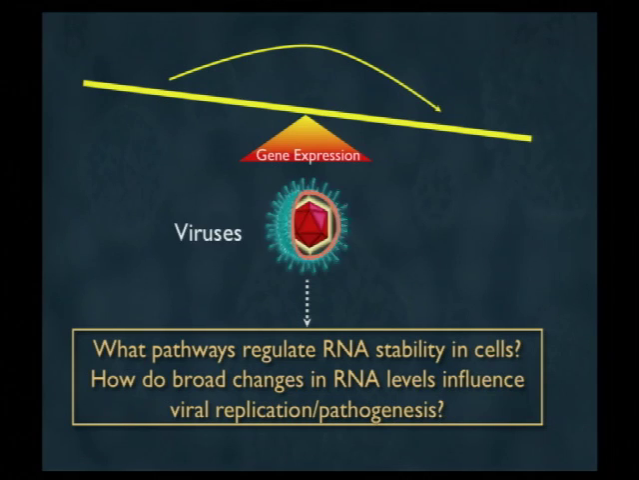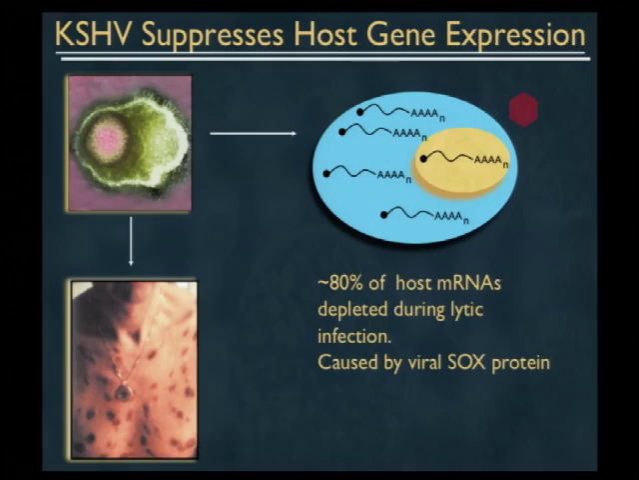And so to approach these questions, we study how viruses interface with these pathways, in particular those viruses that can promote a widespread messenger RNA turnover phenotype in cells. And our primary model systems are gamma herpes viruses, like Kaposi sarcoma-associated herpes virus, shown here. This is a virus that is the etiologic agent of Kaposi sarcoma, one of the main AIDS-defining illnesses of the 1980s. Also causes several B-cell lymphoproliferative disorders.